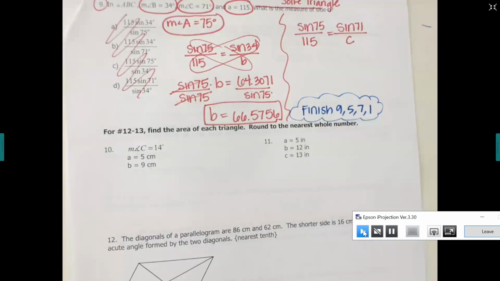You should always be finding three angles, because if they give you 3, you're just finding them. Yes, sir. So the next one is.